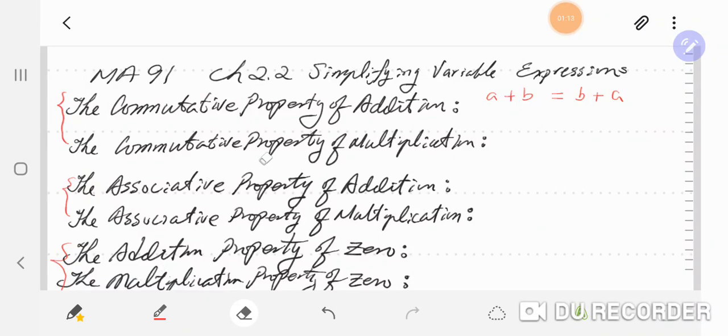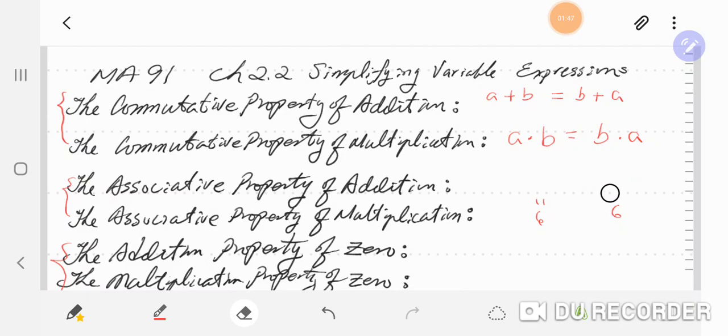How about the commutative property of multiplication? Multiplication is a product expression, A times B. Is it okay to interchange A and B? Yes, it is okay. So B times A is still fine. For example, 2 times 3 is 6. If you interchange these two factors, still this is equal to 6, right?